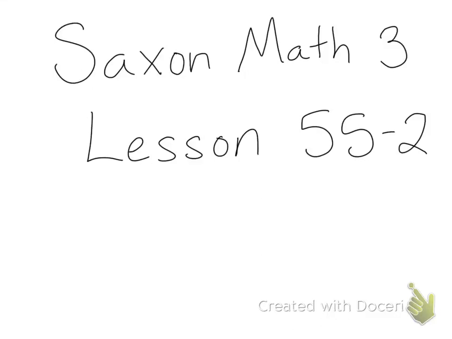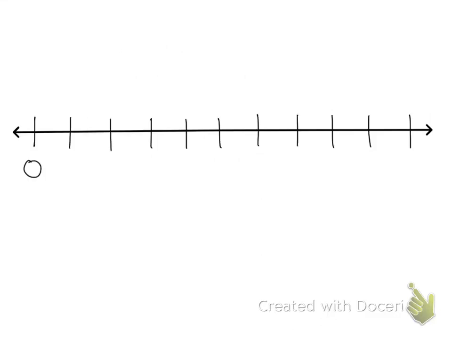Hi, today's lesson is lesson 55, part 2. So today you're going to learn how to locate and name points on a number line with a scale of 10, and then how to estimate capacity and how to draw a bar graph using a scale of 10.